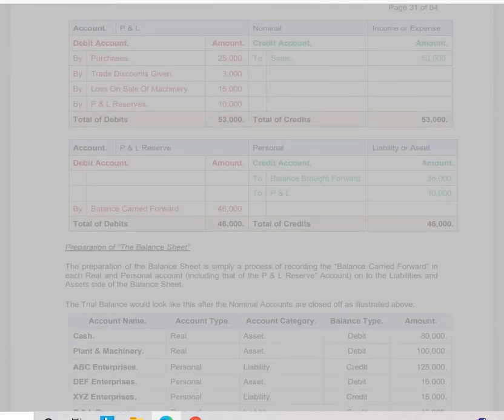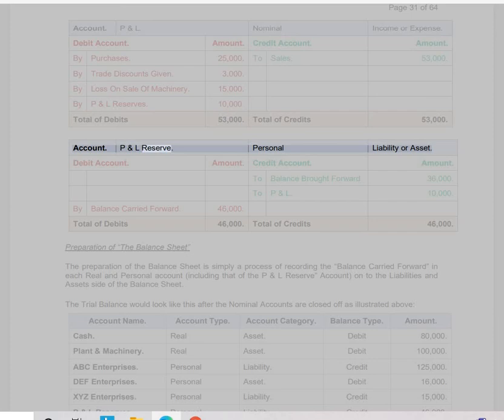Page 31 of 64. Account: P&L, nominal income or expense. Debit account, amount, credit account, amount. By purchases 25,000; to sales 53,000; by trade discounts given 3,000; by loss on sale of machinery 15,000; by P&L reserves 10,000. Total of debits 53,000. Total of credits 53,000.